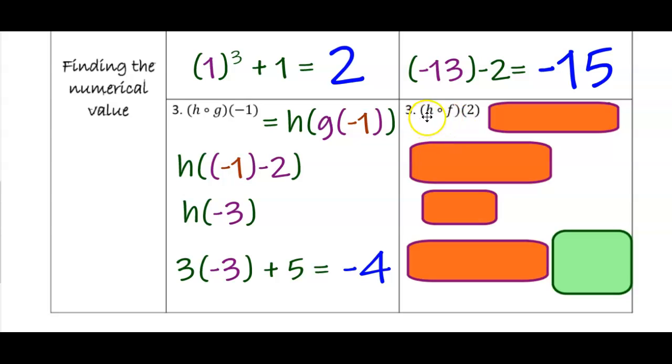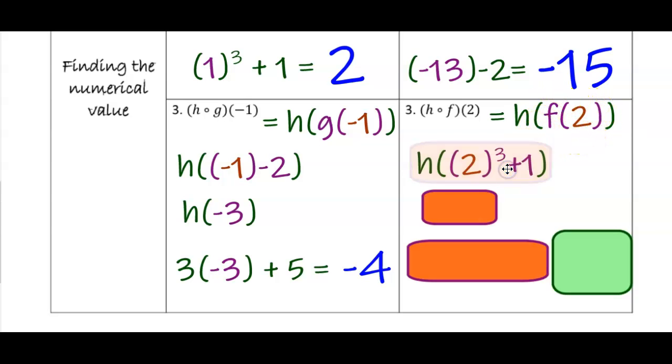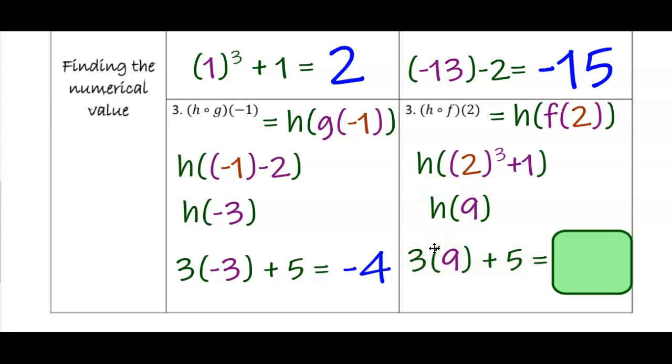My final problem, h of f of 2, means this, h of f of 2. I'm going to plug in 2 into my function f, which looks like this, 2 cubed plus 1. When I simplify that, I get the number 9. Now I'm going to plug in 9 into the function h. So 3 times 9 plus 5. 3 times 9 is 27, plus 5 gives you your final answer of 32.